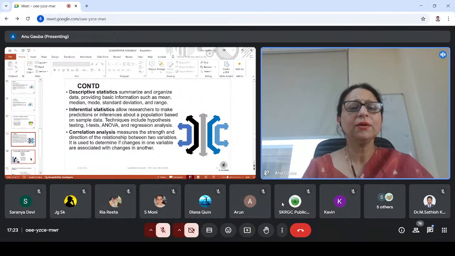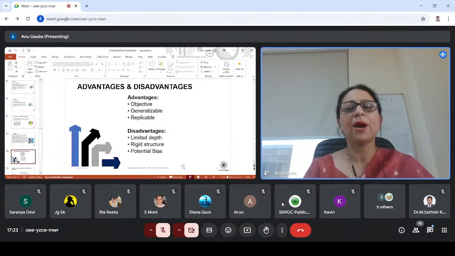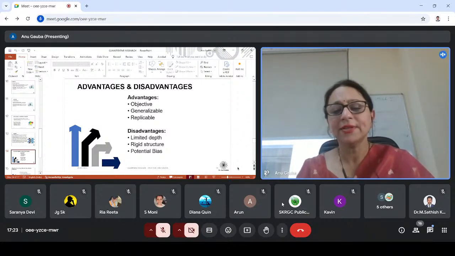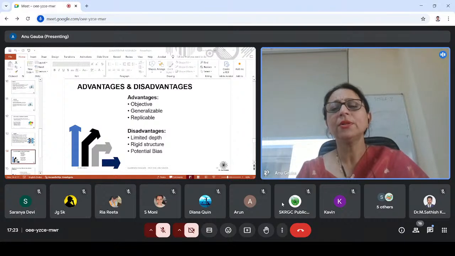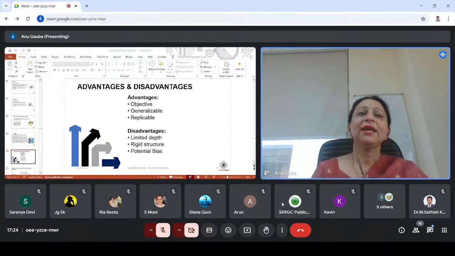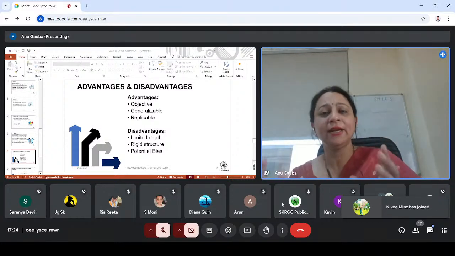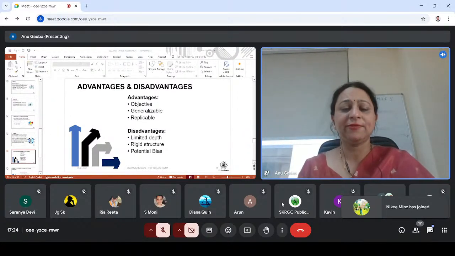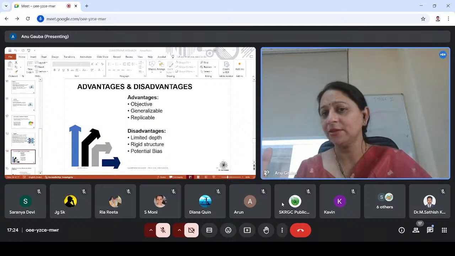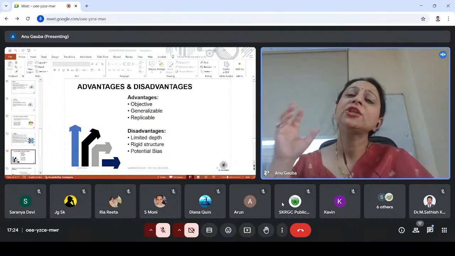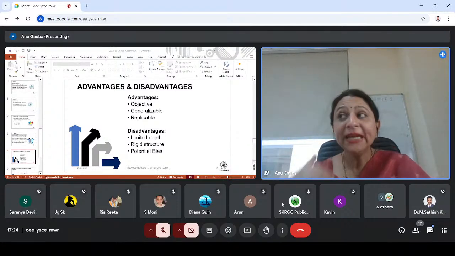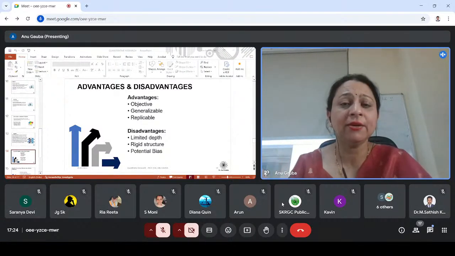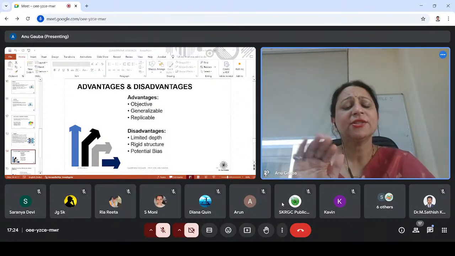Now come to the advantages and disadvantages of this quantitative research. See, when we talk about the advantages, we can say that it has some objectivity. How can we say that? Because we have some objectives, right? And quantitative research helps you to achieve those objectives by repeating the studies again and again, right?